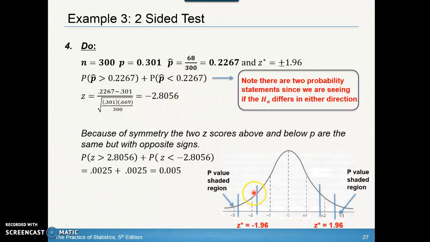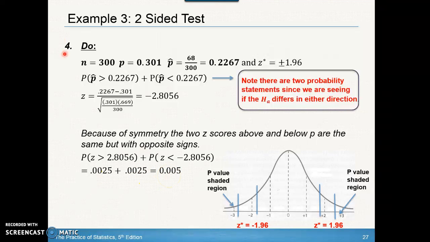Now, where is that? If we take a look at 1.96, the z-score of negative 2.86 is below that critical z-score. Because of symmetry, the two z-scores above and below are the same but with opposite signs. So we have the positive 2.8506 and the negative 2.8506. When we add those two probabilities together, we get 0.005.